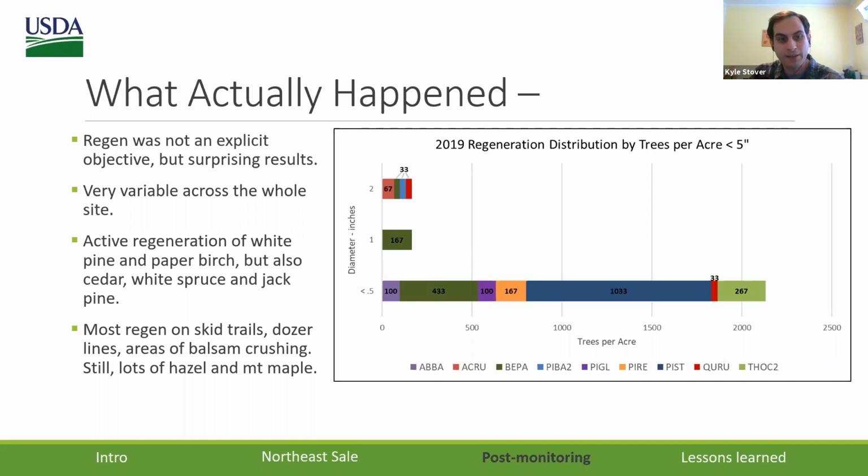And as you can expect, most of that regeneration is happening on skid trails, dozer lines, and the areas of balsam crushing we did for the line prep. We thought most of that happened during that prep we did for the prescribed fire.